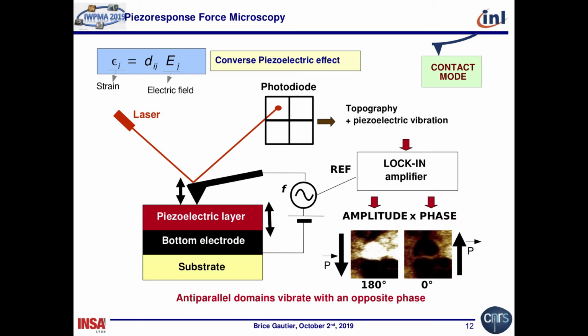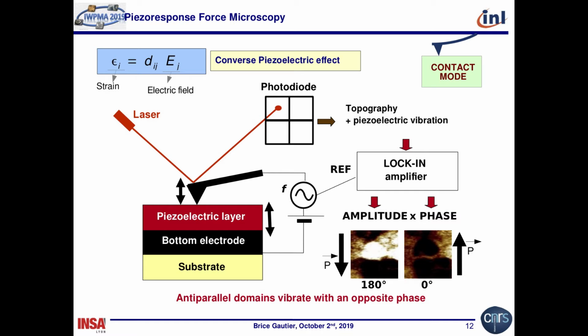By chance, the piezoelectric vibration is very small. The typical piezoelectric coefficients are some tens of picometers per volt. So if you apply 1 volt, you have around 10 picometers of amplitude of vibration. This is very small compared to the topography, which is in the range of the nanometer, so you can go on recording the topography as if nothing had happened. But if you want to detect the piezoelectric vibration, you will use a lock-in amplifier, to isolate the component of the photodiode signal which is exactly at the same frequency as the applied voltage.